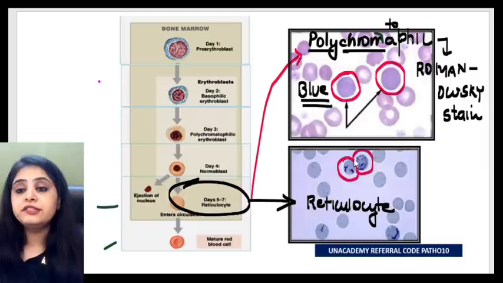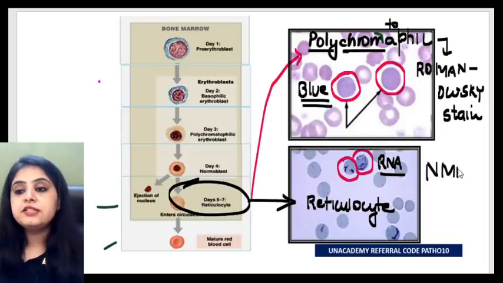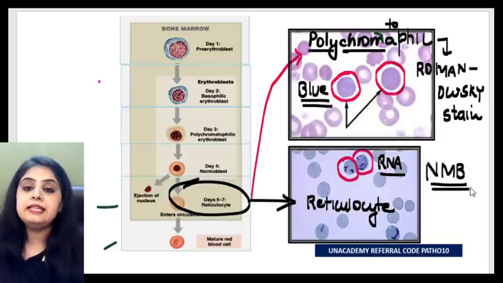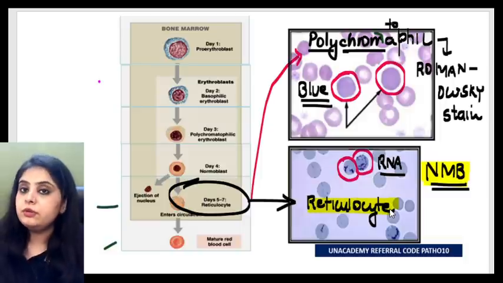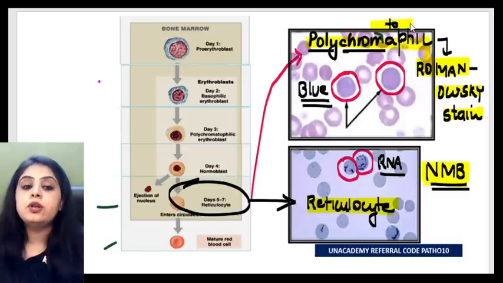But when I use this second stain, I see that blue color is because of what? I see those blue dots. They indicate that it contains RNA. Reticulocyte actually contains RNA. And how did I prove it? I used a stain called new methylene blue. So remember, if the examiner says that you've used new methylene blue, the terminology of the cell will be a reticulocyte. If the examiner says it is a Romanovsky stain, your terminology will be a polychromatophil.